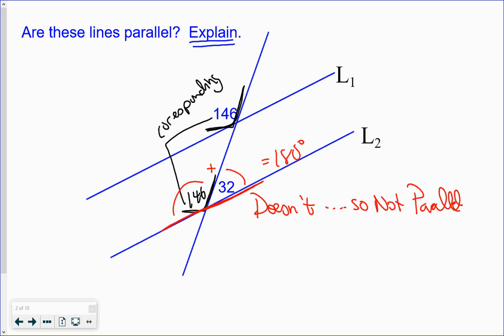Another way that you could describe this is you could say, okay, if that's 146, then that's 146. They're opposite. Now, these are same side interior. So again, they should add up to 180 degrees, but they don't. So that's another way you could describe it. But there's really no set way. Just giving an answer of yes or no is not enough. You have to describe it somehow using the words from the last slide.